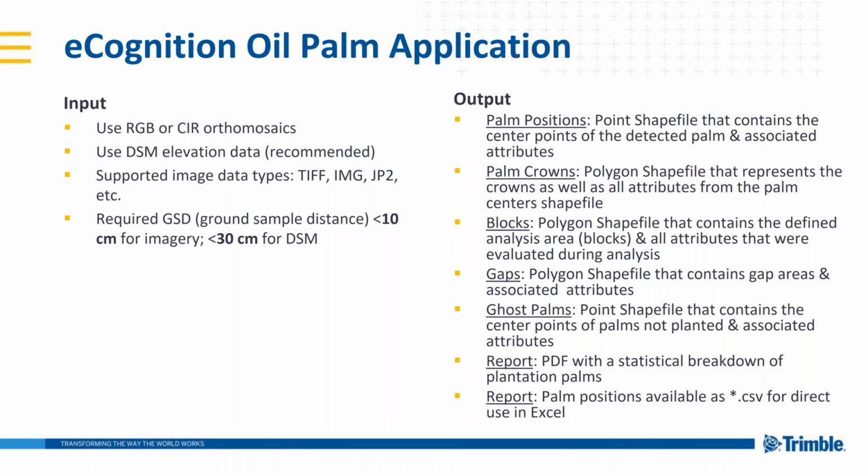Gaps, we're looking for holes in the plantation where trees are not being grown, and we can output this as well. Then we also have ghost palms. Ghost palms, these are areas that are not planted where a palm could be physically if it were planted there. So we output this as a shapefile as well, if anybody's interested in that. And we have several reports that we can provide. First of all, a PDF report with a statistical breakdown, as well as, I call it a report here, a CSV file that is ready for direct input into Excel and further statistical analysis or reporting needs.